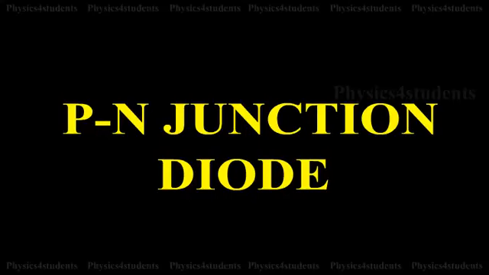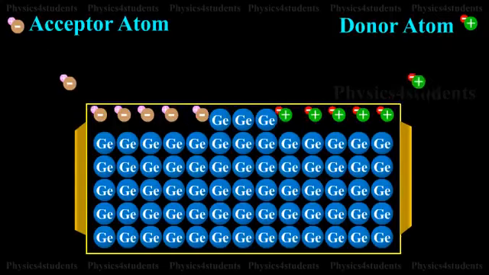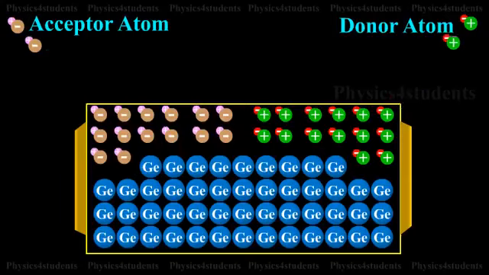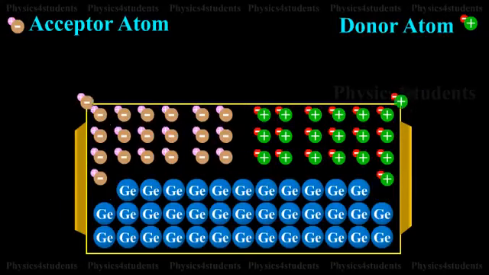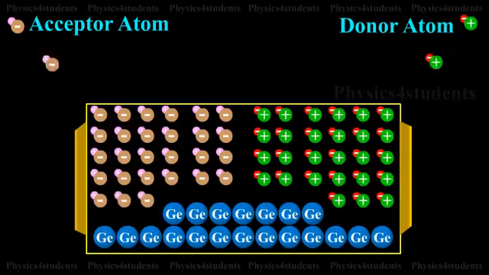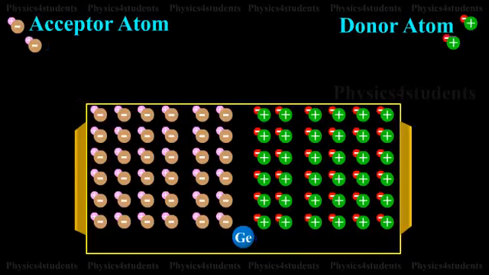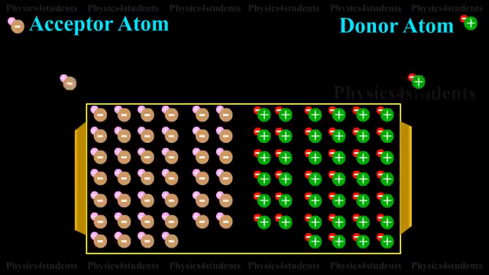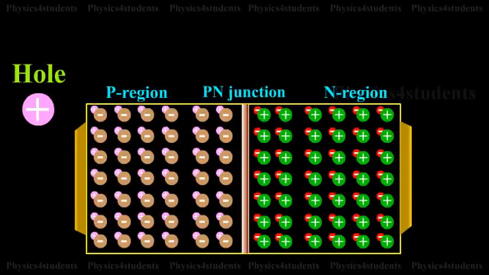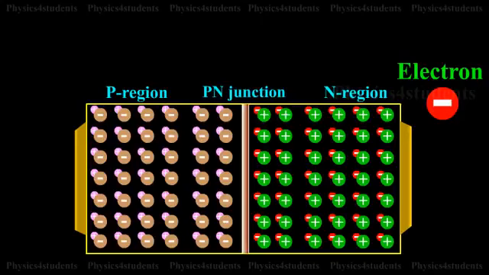p-n junction diode. If one side of a single crystal of pure semiconductor Ge or Si, that is germanium or silicon, is doped with acceptor impurity atoms and the other side is doped with donor impurity atoms, a p-n junction is formed as shown in the animation.